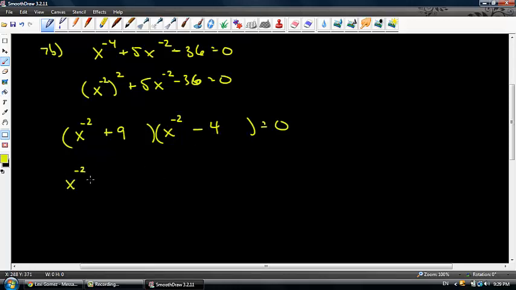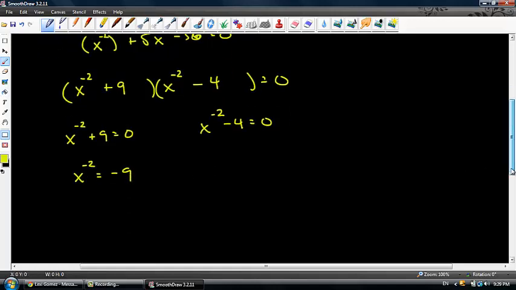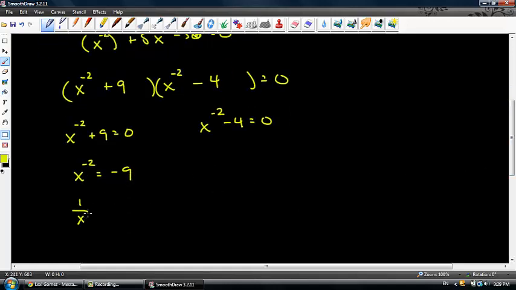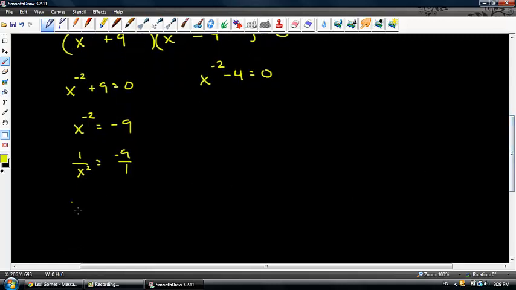So what I've got is x to the negative 2 plus 9 equals 0, and x to the negative 2 minus 4 equals 0. So let's do this problem here. x to the negative 2 equals negative 9. So that's like saying 1 over x squared equals negative 9 over 1. I'll flip both sides here. So I've got x squared equals negative 1 over 9. I will take the square root of both, so I've got x equals plus or minus i over 3.